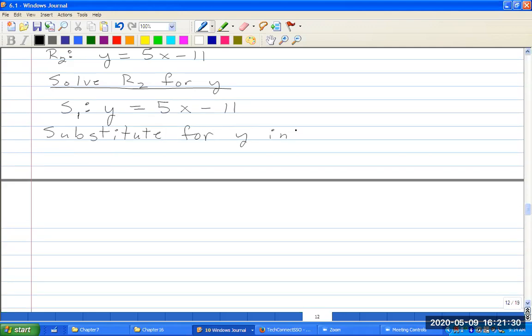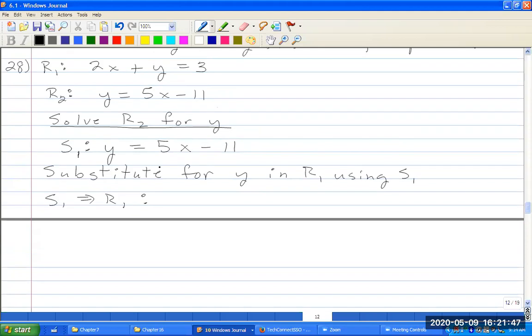In R1, using S1. Okay, so I have S1, and I'll plug that into R1. And so I have 2x plus y. I'll replace y by what's given by S1. 5x minus 11 is equal to 3.